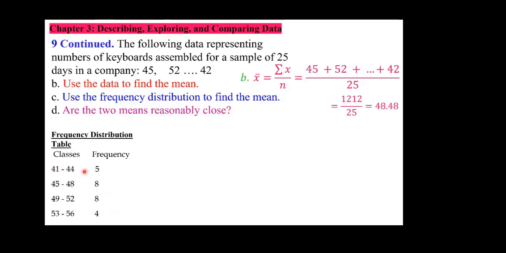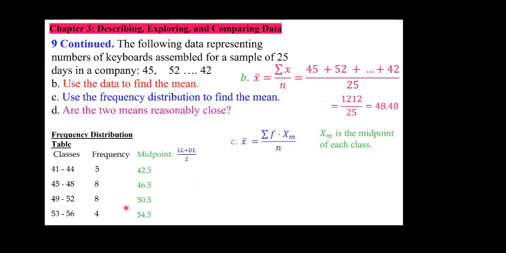The conservative estimate is to assume all of them are equal to the midpoint. So you find the midpoint and you multiply the frequency by the midpoint for each class, and then you divide by the size, which is 25. So here's the formula. x bar is the summation of f times x sub m over n, where x sub m is the midpoint of each class. For example, this would be 41 plus 44 divided by 2, which gives you 42.5, and then for the rest, add the width of 4. So midpoint is lower limit plus upper limit divided by 2. So 41 plus 44 divided by 2 is 42.5. And then since the width is 4, just keep on adding 4.